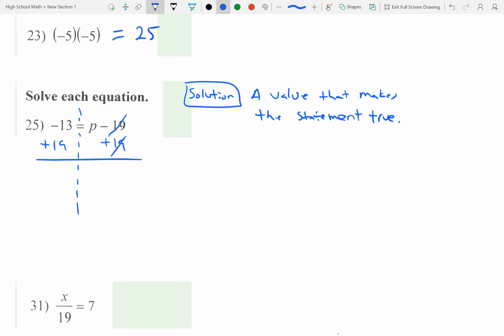Minus 19 plus 19 sums to 0, leaving only p equals in the middle. Negative 13 plus 19 will be 6. I believe this is the solution. I must take it and substitute it back in.